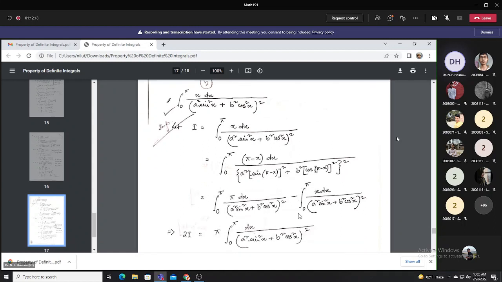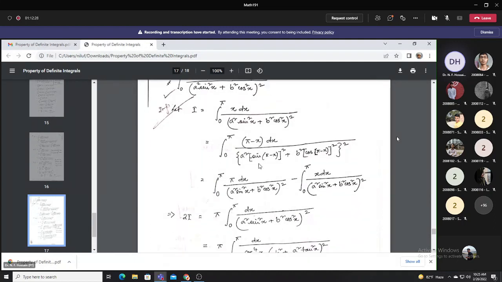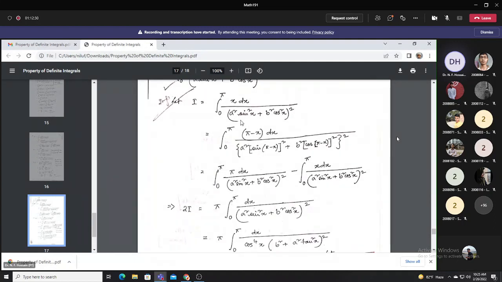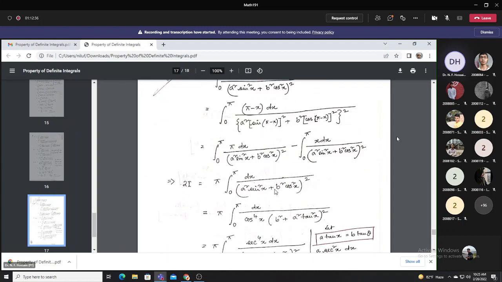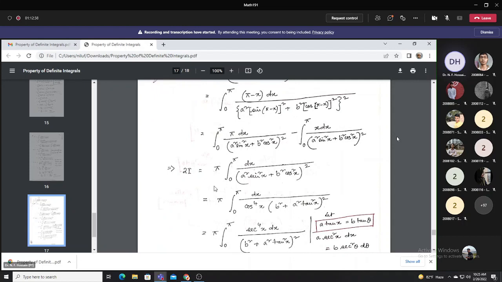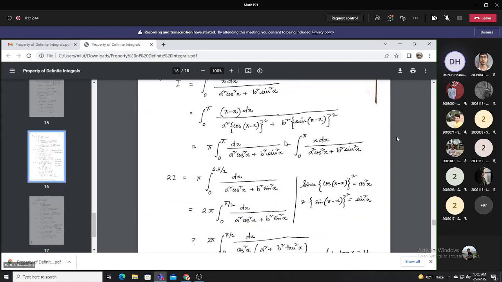Now this integration, we have to use the same property number 4 again. Write pi minus x in place of x. In the lower part you are getting exactly the same function, and in the upper part pi minus x. Then you separate the two terms. In the first term there will be a pi integration 0 to pi dx by this, there is a whole square. You may ask what is the difference between the previous one and this one?